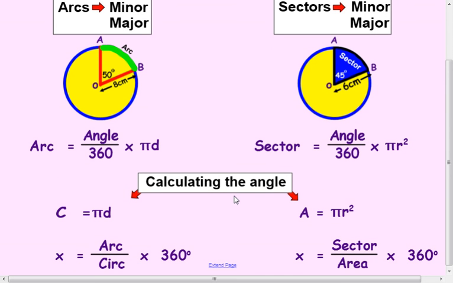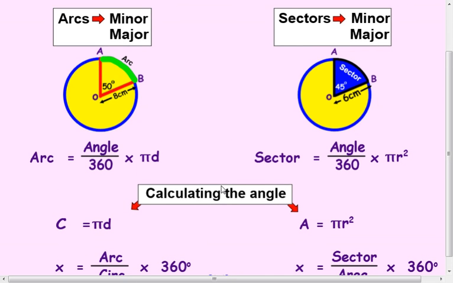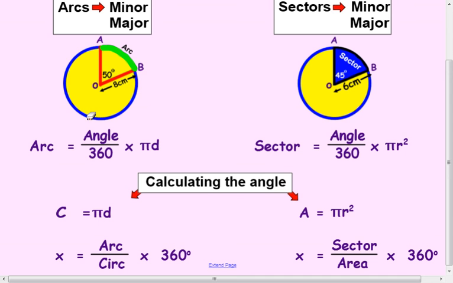The other main thing that you want to be able to do is get an angle at the centre. In this case, if it's an arc you're given, then do c equals pi d to find the full circumference. Then take your arc, divide it by the full circumference and times by 360. If it's a sector you're given, get your area of the full circle. Then take the sector you've been given in the question, divide it by your new area and times by 360.